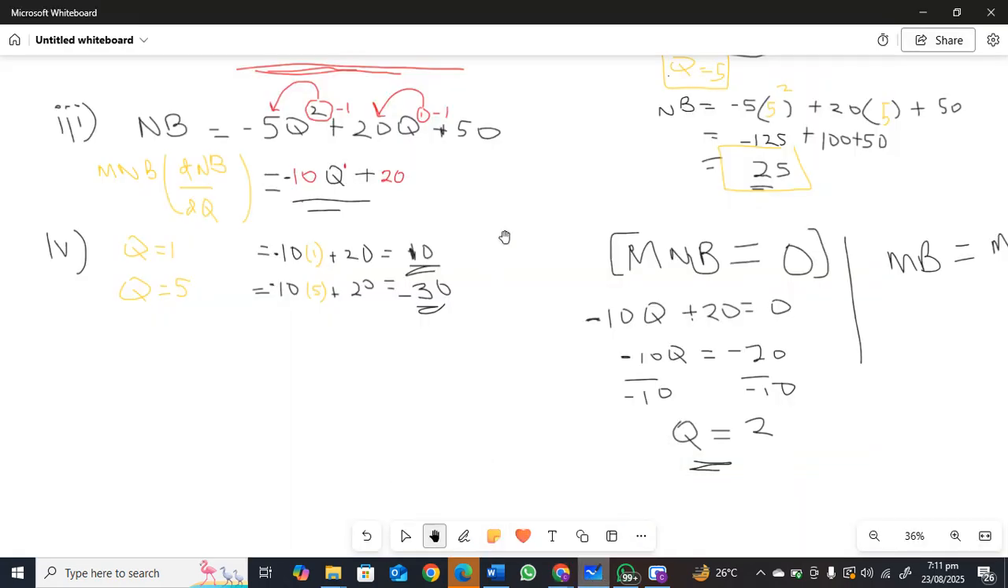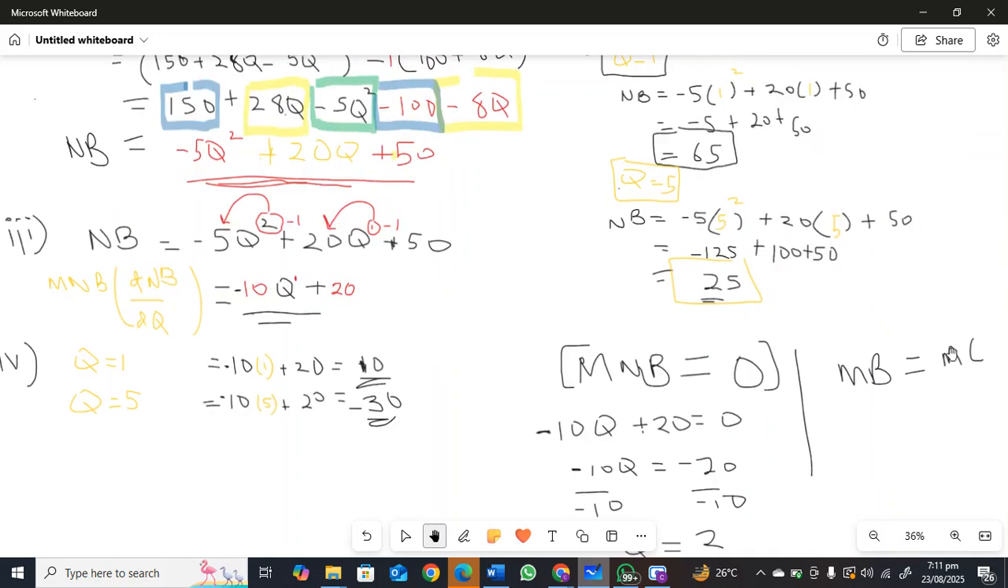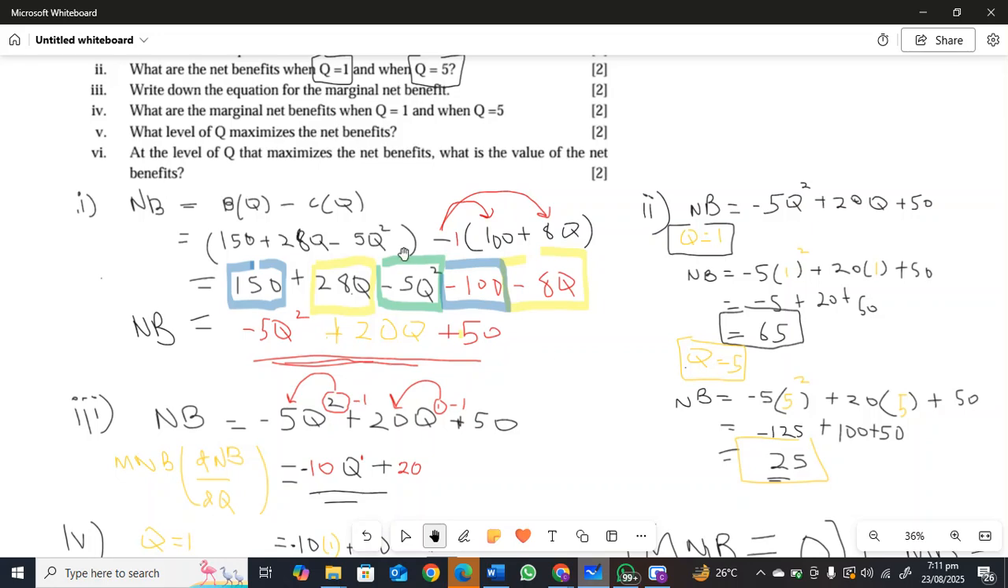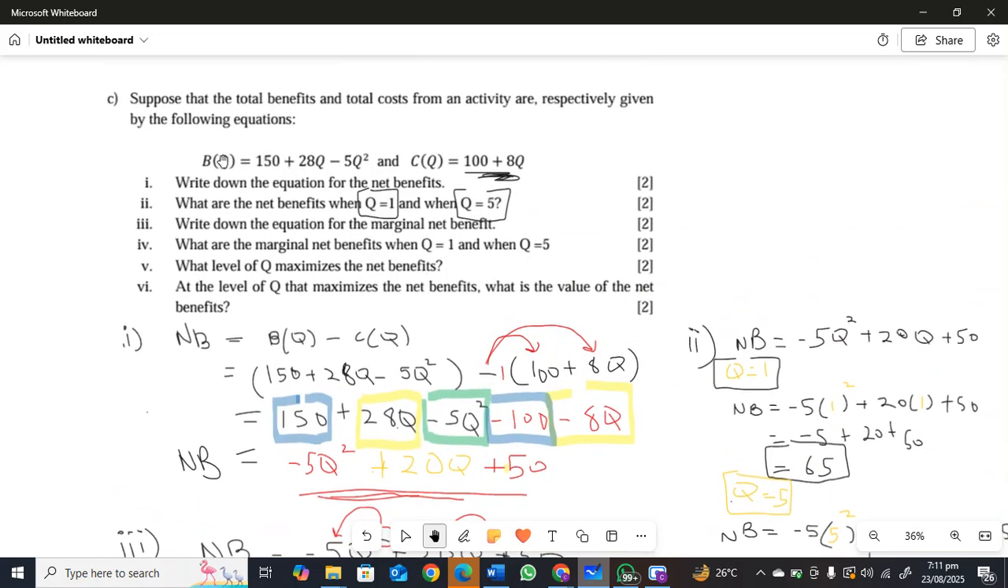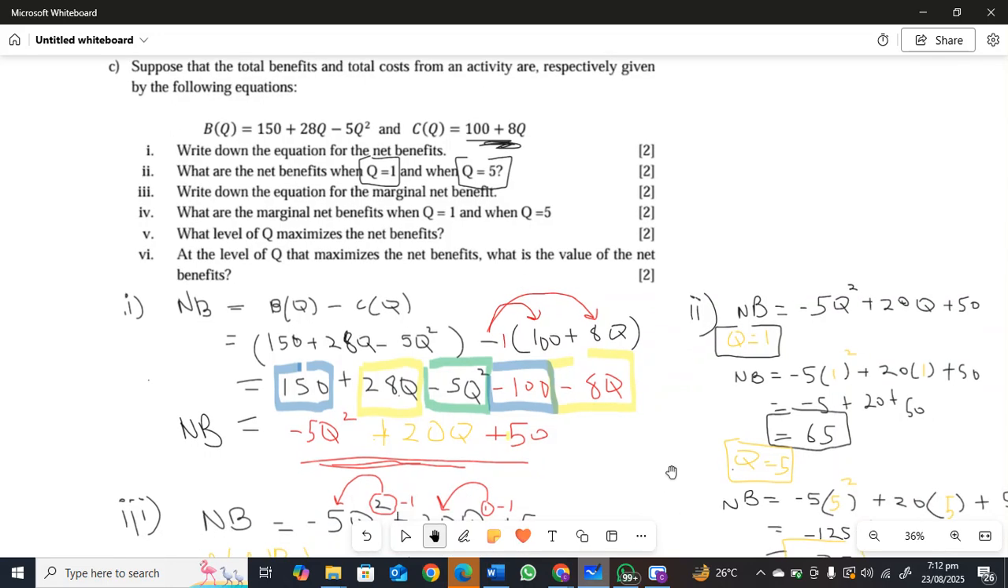The other way we would have done it, if we were using marginal benefit and marginal cost, we would have derived the benefit function and derived the cost function. Okay, so in your spare time, because I don't want to spend too much time on one question, derive this, derive that, and find the value of Q. If you get a 2, then you're okay. If you don't get a 2, send me a screenshot. We'll see where you messed up.